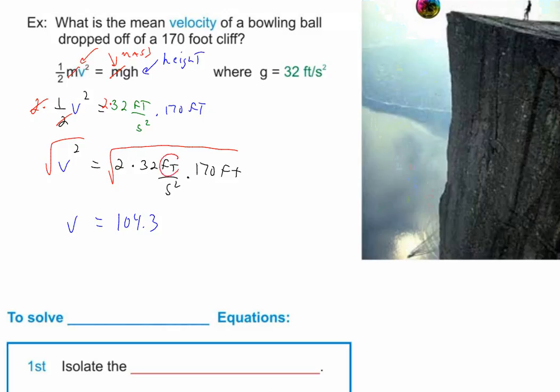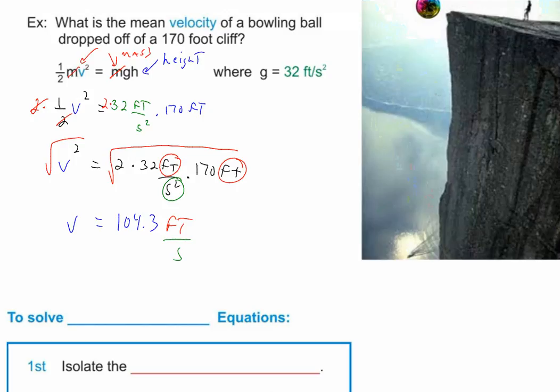What is the square root of feet times feet? Feet. What is the square root of seconds squared? Seconds. 104.3 feet per second. Say, how in the world did you figure that out, Mr. Scarfi? Because the square root of anything, if you have two of them, is the thing, right? Feet times feet, square root is feet. Seconds times seconds, square root is seconds.